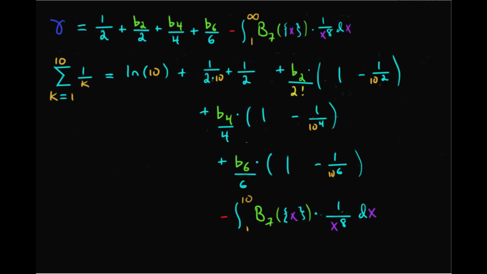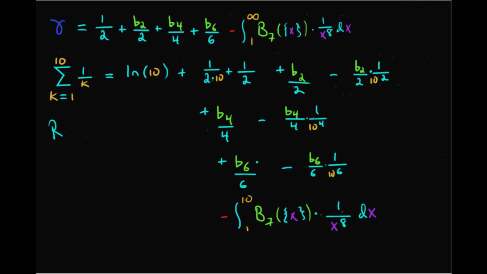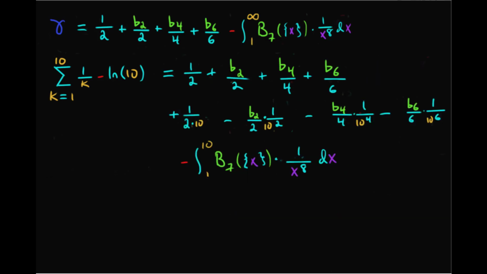And now I'm going to just simplify the right-hand side of that equation by distributing the Bernoulli numbers across the terms that they're multiplying. So I'm going to get, for example, b sub 2 over 2 minus b sub 2 over 2 times 1 over 10 squared. Then I'll get plus b sub 4 over 4 minus b sub 4 over 4 times 1 over 10 to the fourth, and so on. I'm also going to subtract the log of 10 from both sides of that equation. So on the left-hand side, I'll now have the sum from k equals 1 to 10 of 1 over k minus log of 10 equals all of these correction terms minus the error integral.